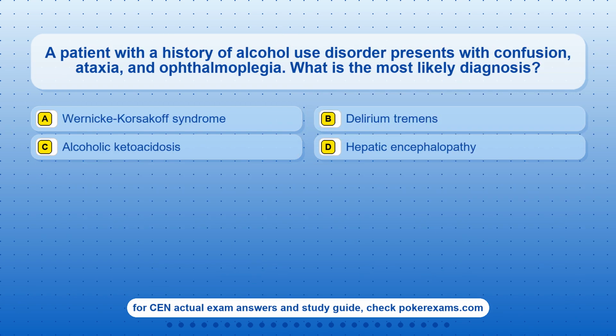Question 16. A patient with a history of alcohol use disorder presents with confusion, ataxia, and ophthalmoplegia. What is the most likely diagnosis? Option A, Wernicke-Korsakoff syndrome. Option B, delirium tremens. Option C, alcoholic ketoacidosis. Option D, hepatic encephalopathy.